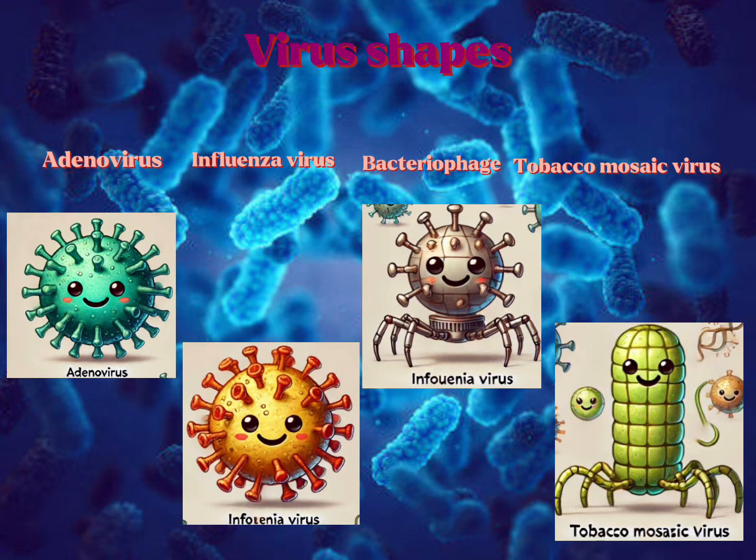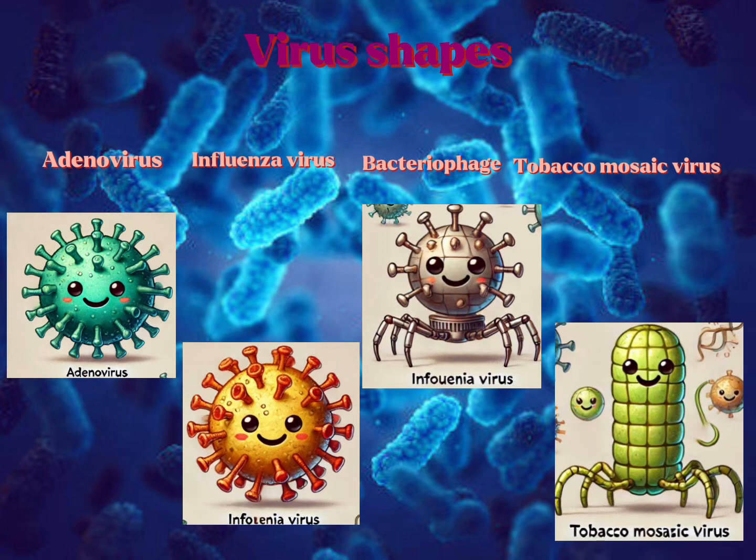Number 3 is the bacteriophage, and it has a complex shape. The head is the icosahedral capsid containing DNA, and the tail is a hollow tube for injecting DNA into bacteria, and the tail fibers help in the attachment. Example, T4 phage infects E. coli.